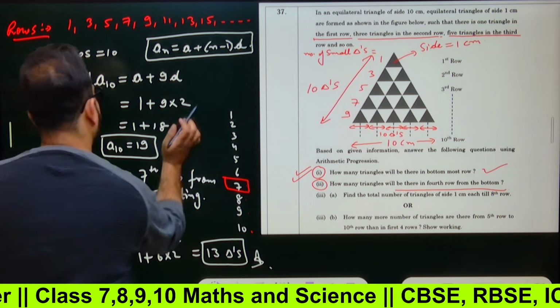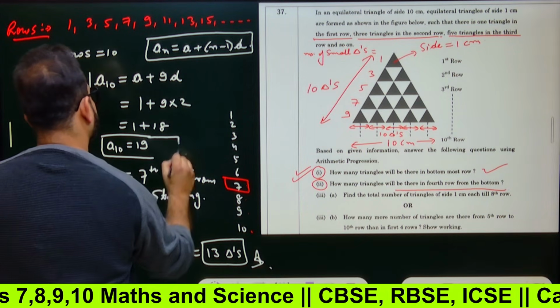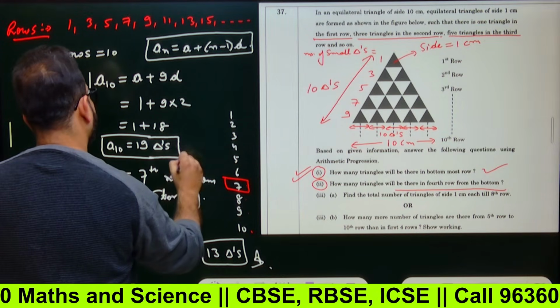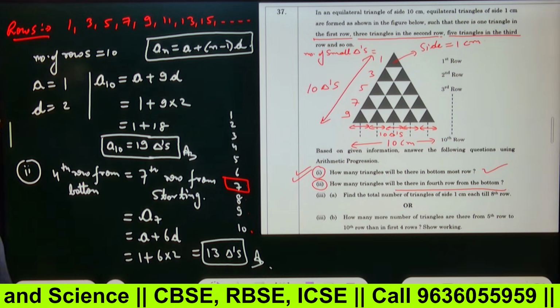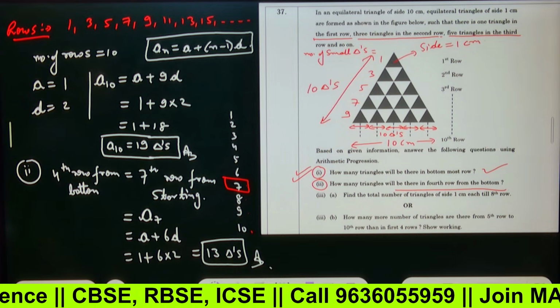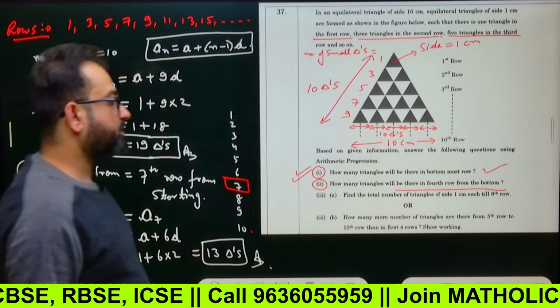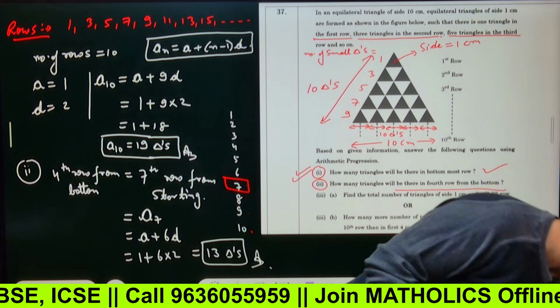The previous answer was 19 triangles. Okay. Not like this. Find the total number of triangles of one centimeter side each till the eighth row.